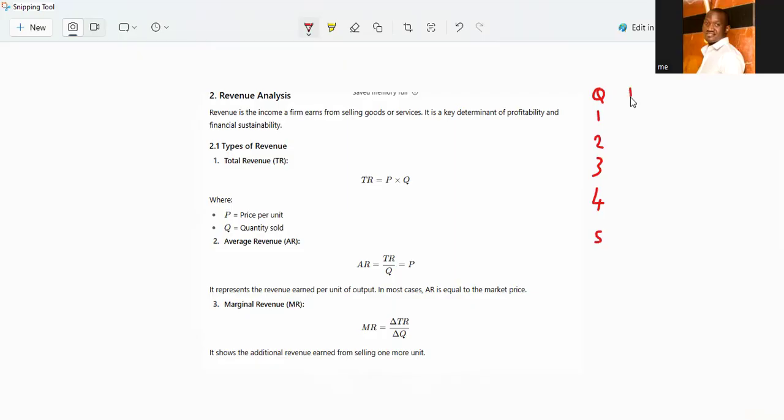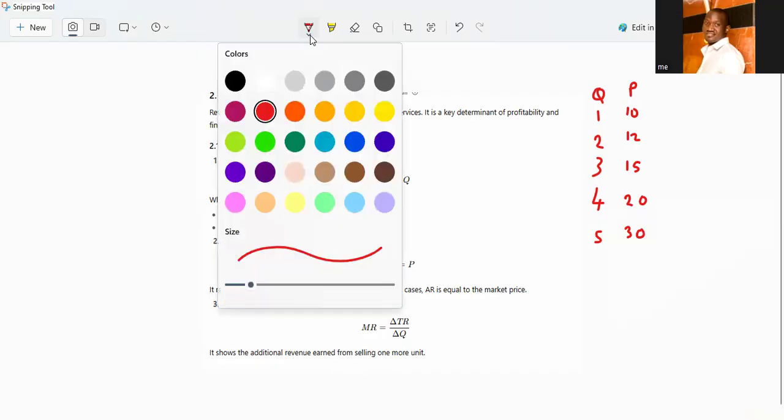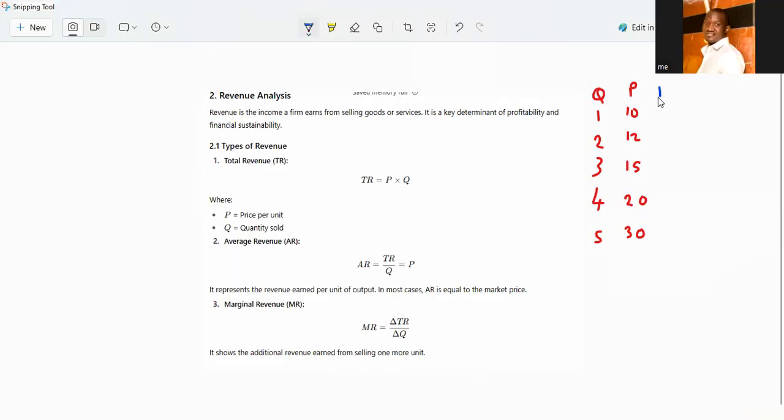You're given your price, then 15, 20, 8. So what is our total revenue? What becomes our total revenue? What becomes our average revenue? What becomes our marginal revenue?